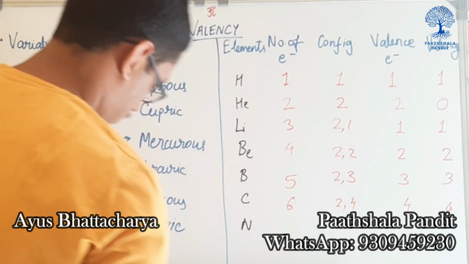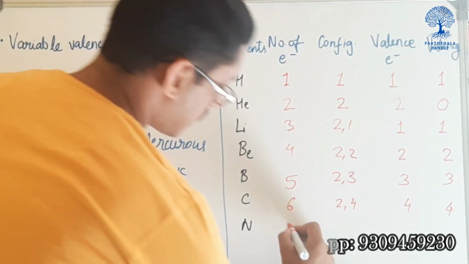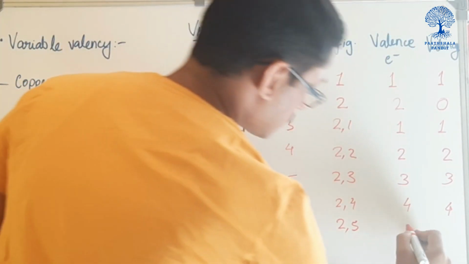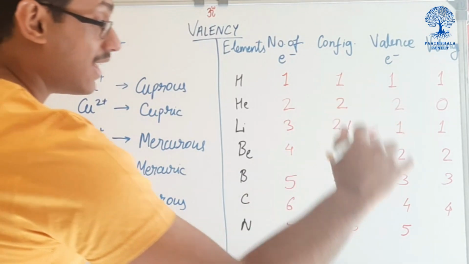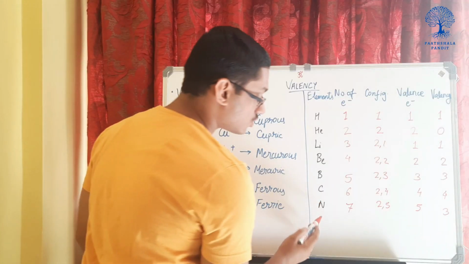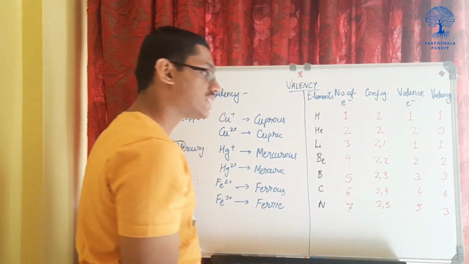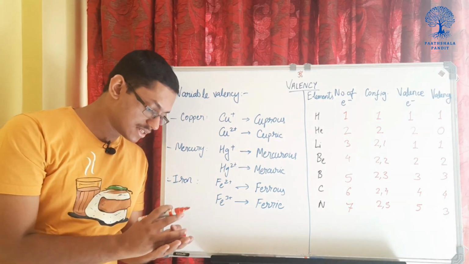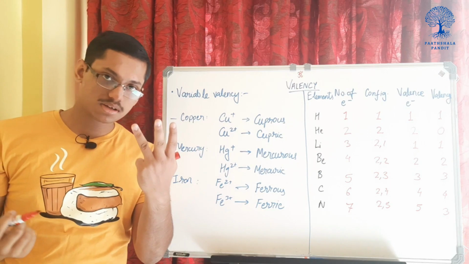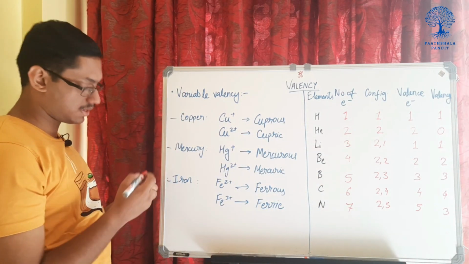Nitrogen is of 7 electrons. Configuration is 2, 5. What is the valence electrons? It is 5. What is the valency? It is 3. It is 3 because now nitrogen will want to take electrons. It can give 5 electrons or it can take 3 electrons. It sees that taking 3 electrons is easy because the movement is only 3. So it will take 3 electrons and hence its valency will be 3.